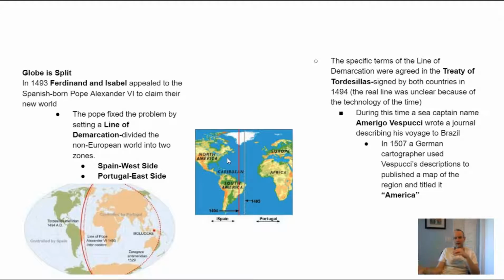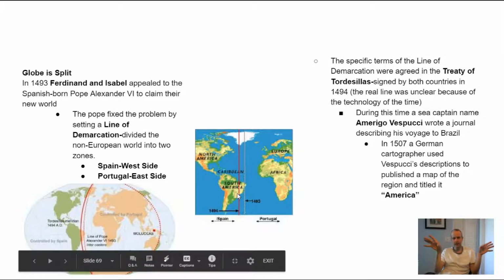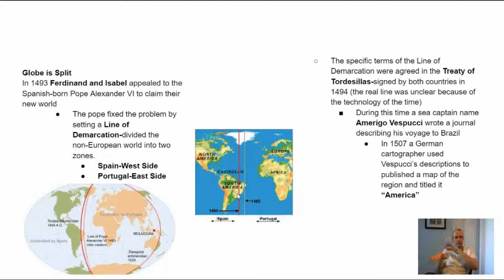Ferdinand and Isabella appeal to Spanish-born Pope Alexander to claim their new world, basically because this is a new territory. And now Portugal and Spain are kind of rivaling in this area. So the Pope draws a line of demarcation to say, look, you guys split up this new area. You guys explore this area, you guys explore this area, and leave it hands off.